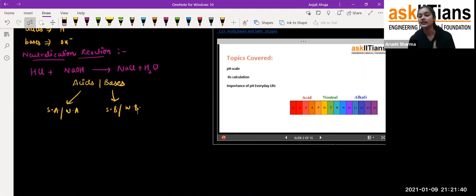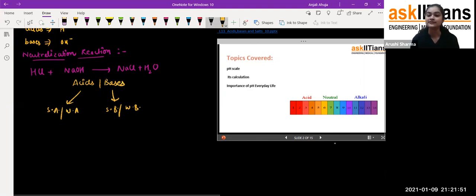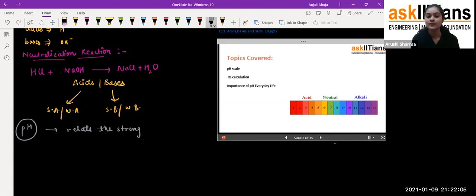That means the color, the number of the pH over this scale determines whether the acid or the base is stronger or weaker in nature. So that's why we study the pH scale, because the pH scale helps us to relate the strength of an acid or a base, students, whether it will be a strong one or a weaker one. So we'll see that. That's how we relate all these things.